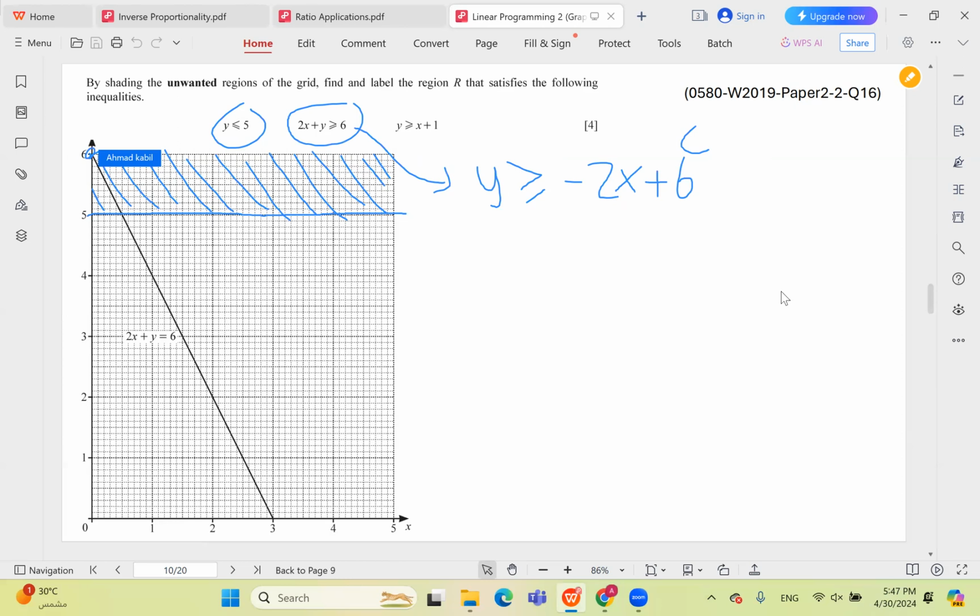So this is L2, for example, then this is L2. This is the same line that we're talking about. And we want y to be greater than, so anything above is good, anything below is bad. So we want to shade the bad region in a sense. So let's shade everything below this line.